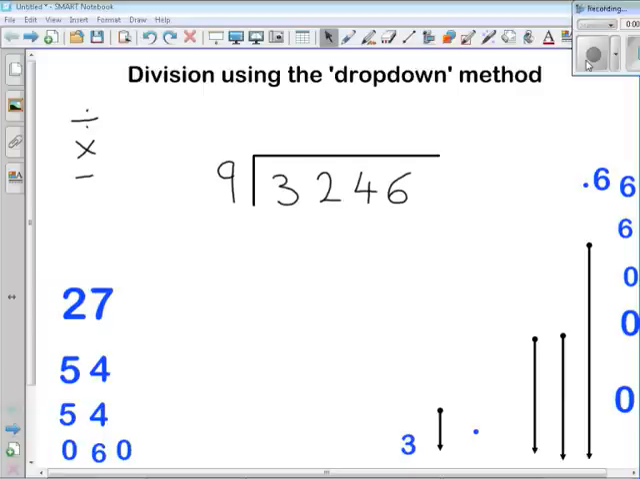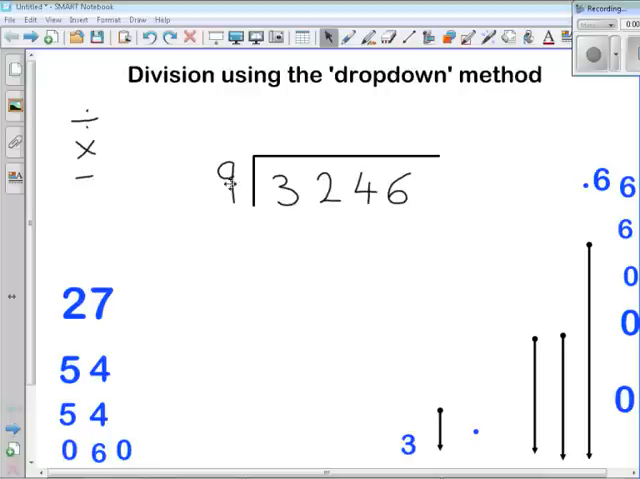Today we're looking at division using the drop-down method. All these numbers and arrows and decimal points that I've got down here are just for me to move around while I'm doing the sum. Now the sum is 3,246 divided by 9. And we're going to solve this problem using division, multiplication, and subtraction.